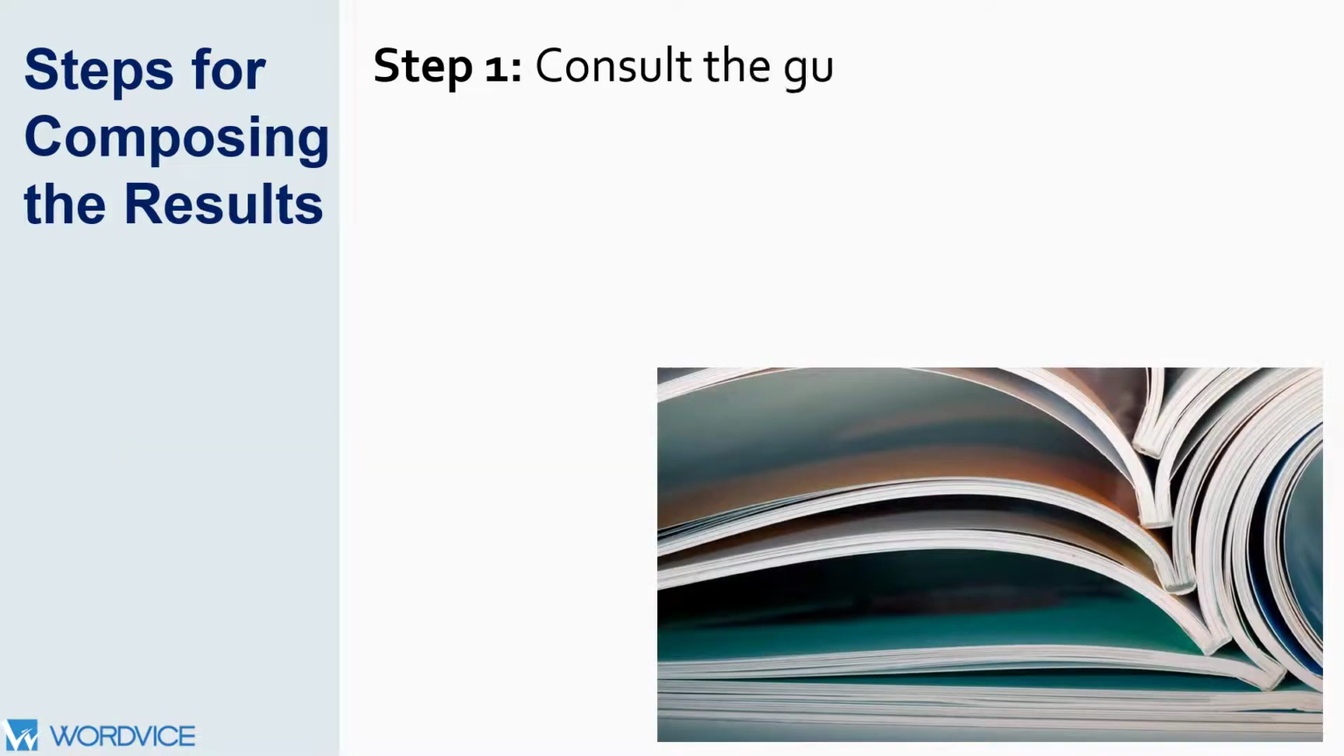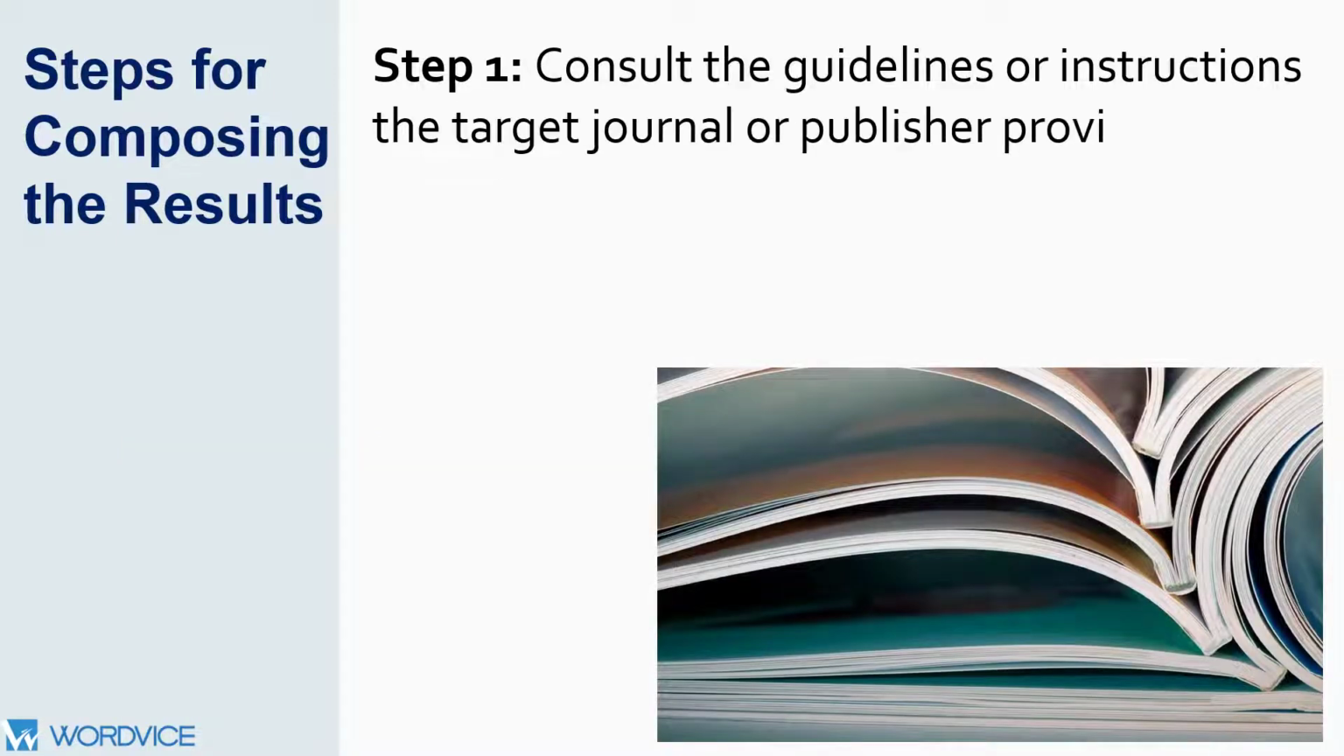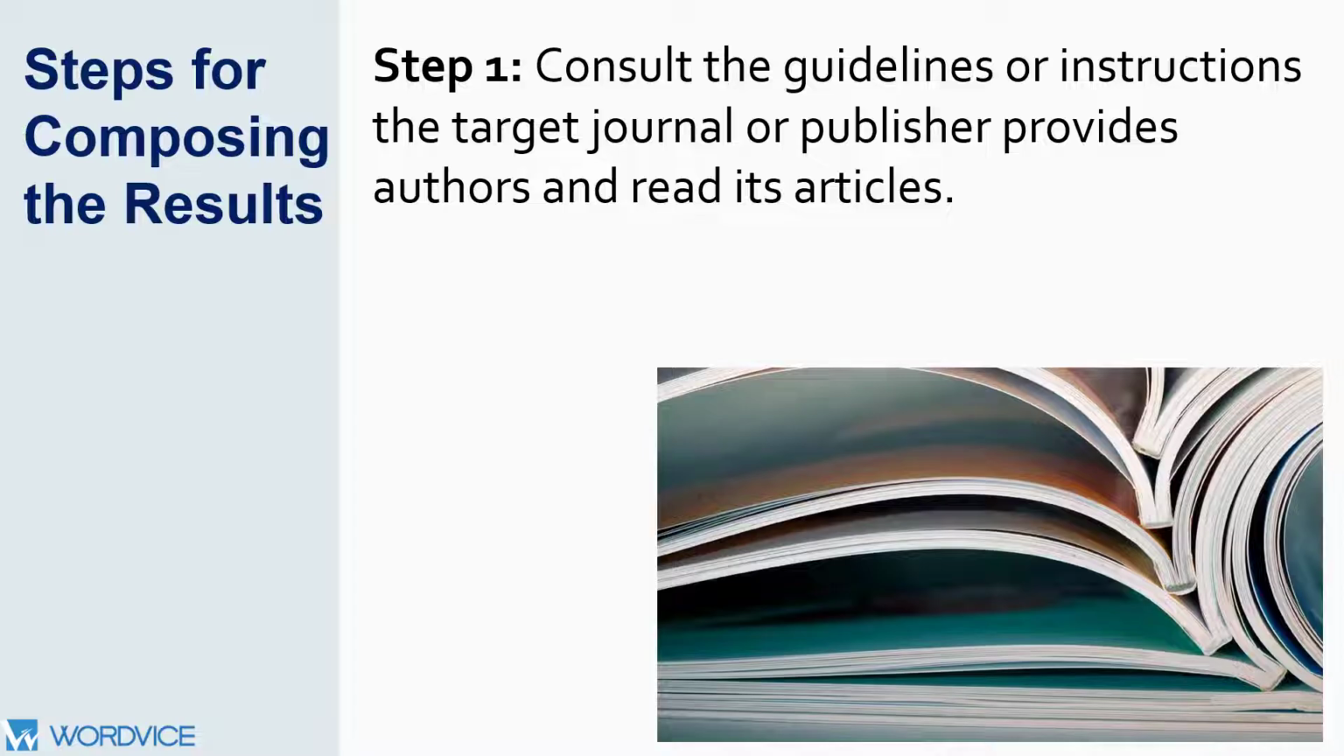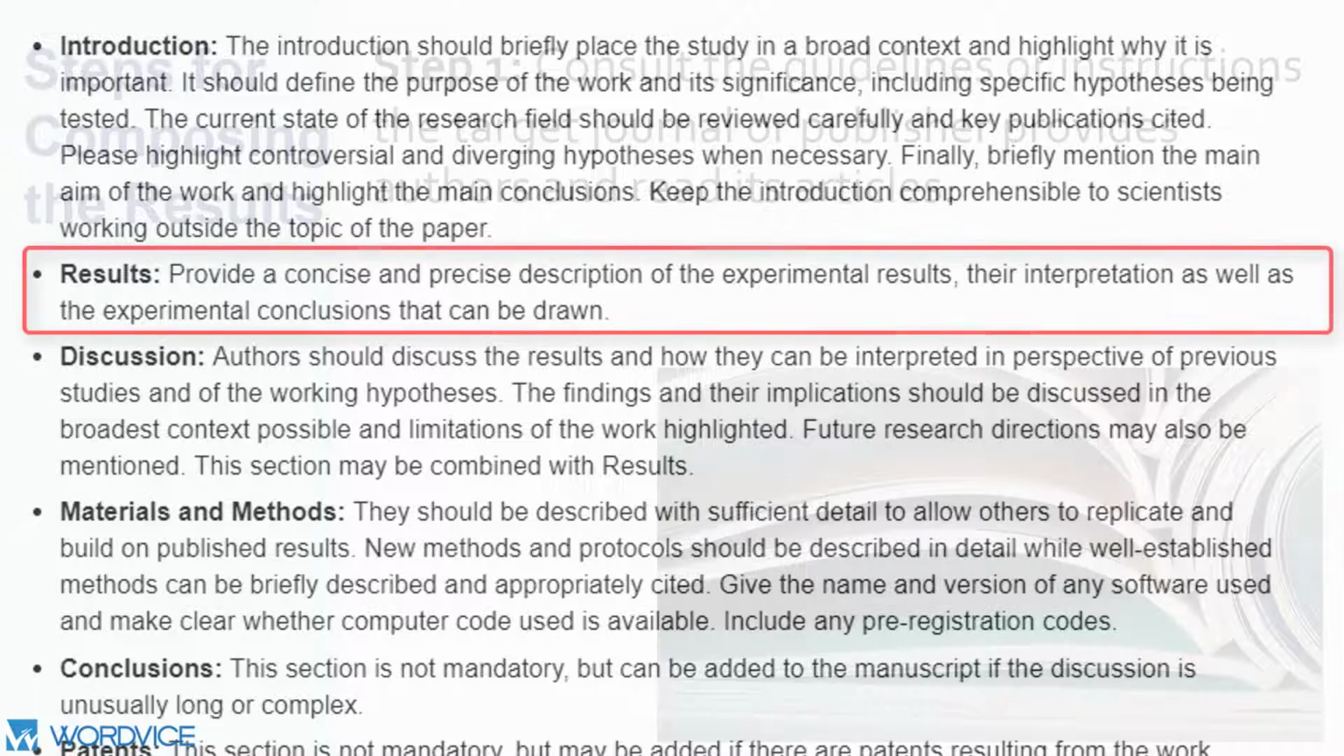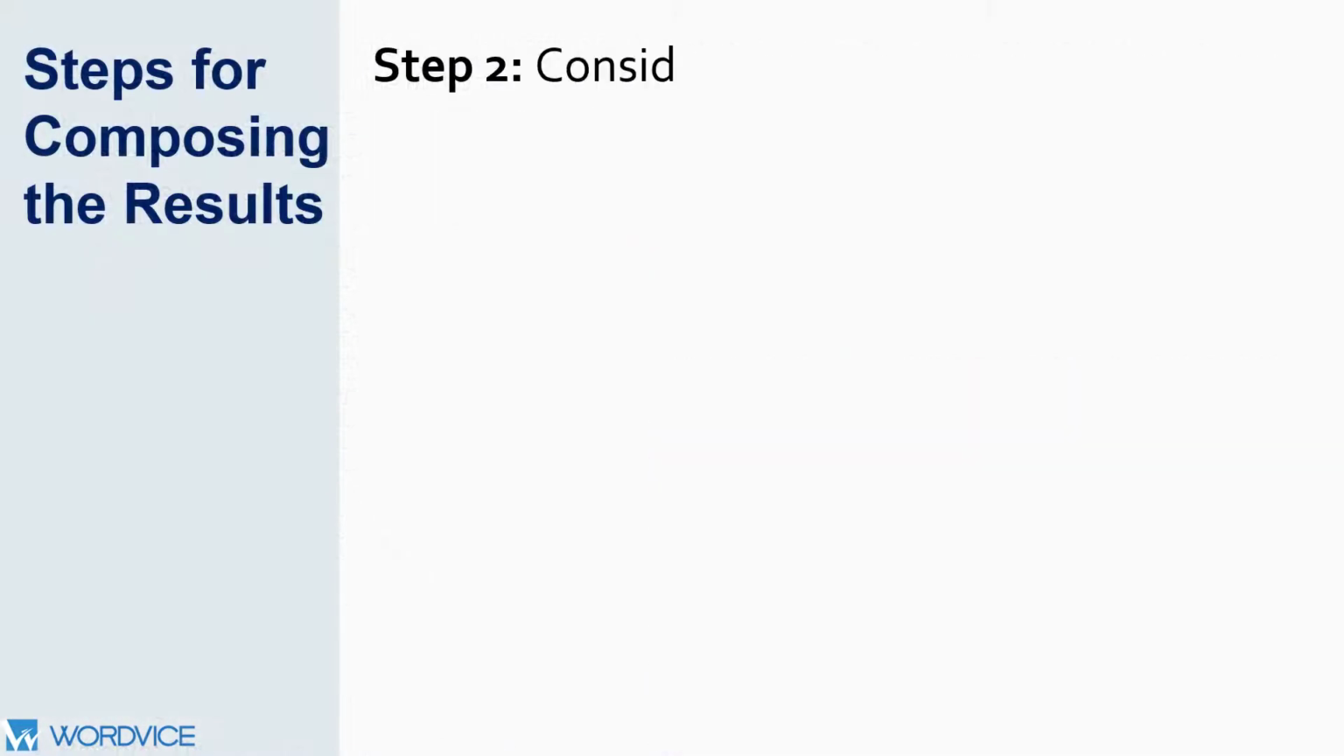Step 1. Consult the guidelines or instructions the target journal or publisher provides authors, and read research papers it has published, especially those with similar topics, methods, or results to your study. The guidelines will generally outline specific requirements for the results section, and reading the published articles will provide sound examples of successful approaches.